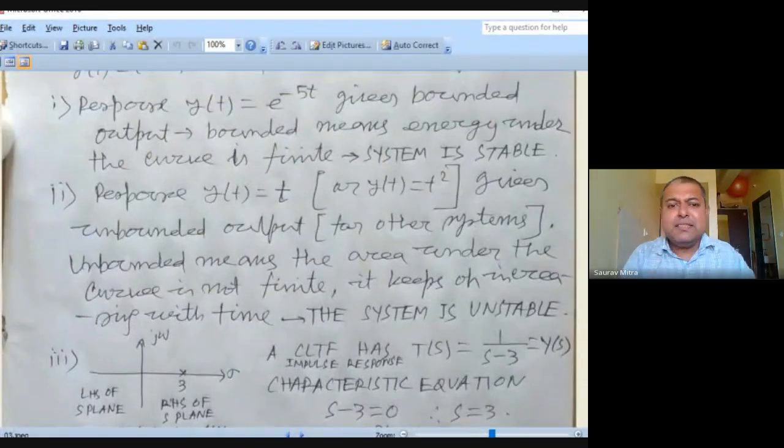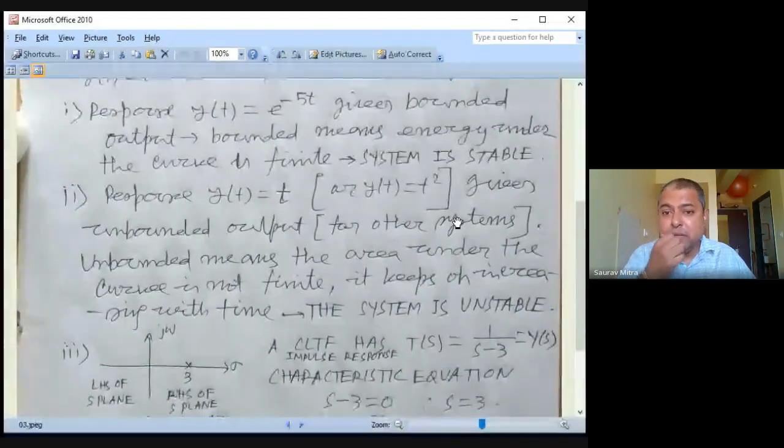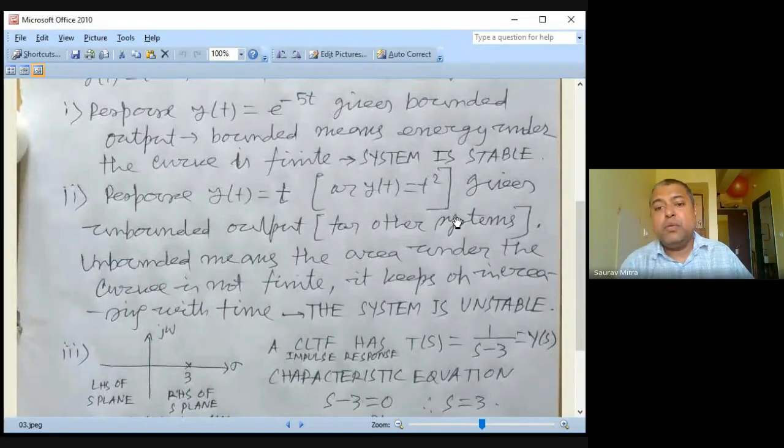So now some analysis I have given: the response y(t) = e^(-5t) gives bounded output. Bounded means the area under the curve is finite, and the system is stable. Some system might have response y(t) = t or y(t) = t², a parabolic kind of increasing waveform. We know how to plot these graphs because in experiment number 2 we learned how to plot them.